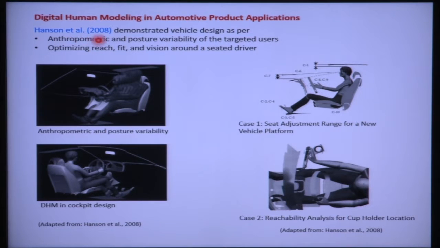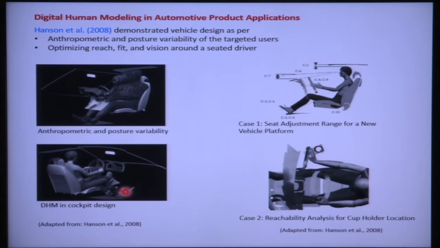Henson et al. 2008, in their research paper Digital Human Modeling in Automotive Product Analysis, demonstrated how digital human modeling software can be used for automotive product analysis. So, they considered the anthropometric and postural variability of the targeted user. They considered anthropometry as well as the posture of various percentile drivers, but they did not create, like, a 50th or 90th percentile driver. Based on multivariate statistical analysis, they created these digital human models.